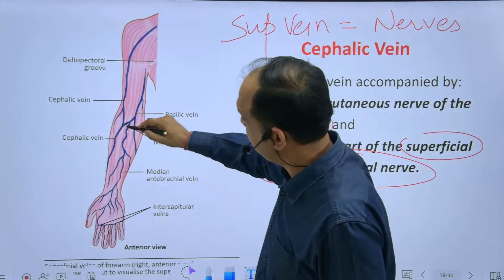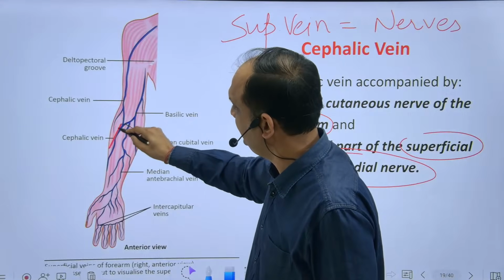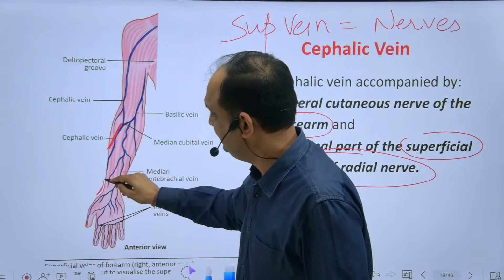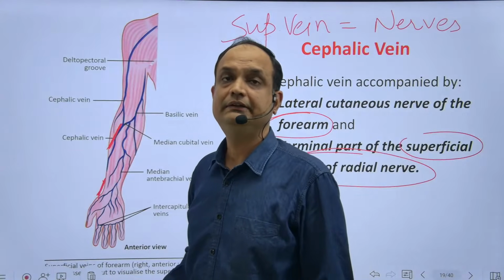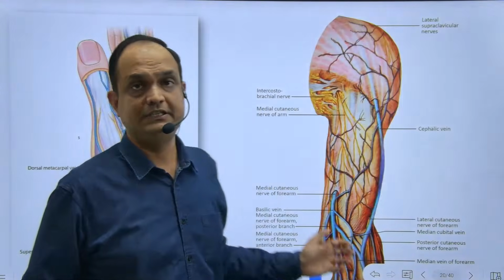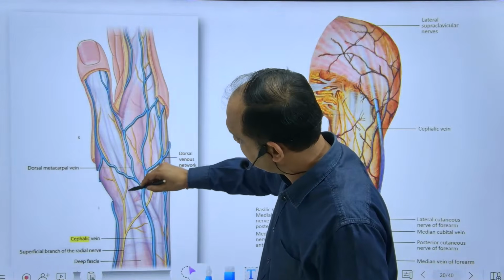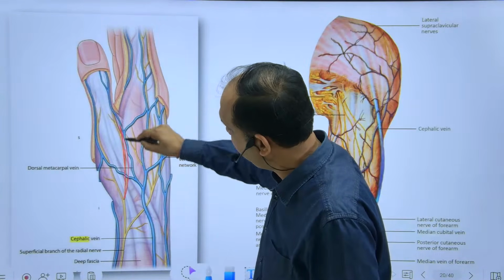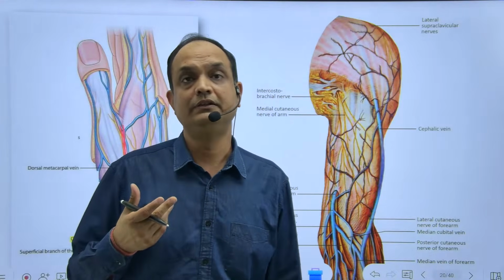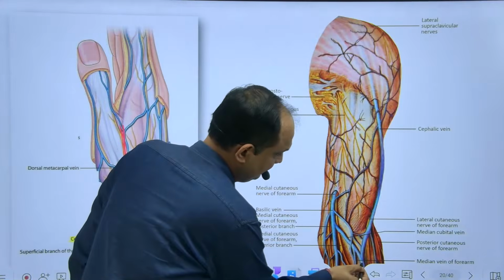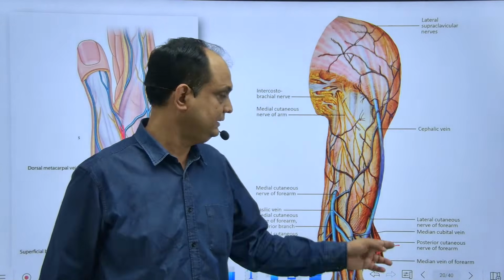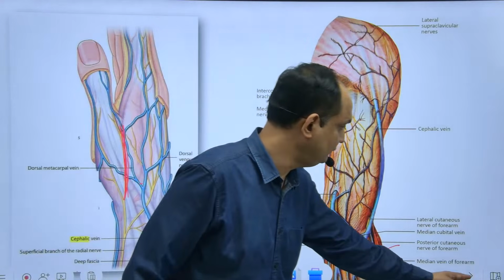So in this part you will find the lateral cutaneous nerve of forearm, and here on the posterior dorsal side near the anatomical snuffbox, it is related with the superficial branch of the radial nerve, which is visible in this image. Here you can see the superficial branch of the radial nerve, which is near the formation of the cephalic vein, and here is the cephalic vein in the lower part of the arm or upper part of the forearm, where it is related with the lateral cutaneous nerve of forearm.